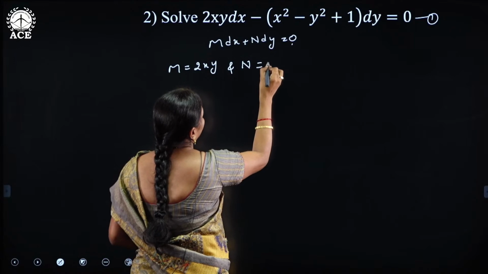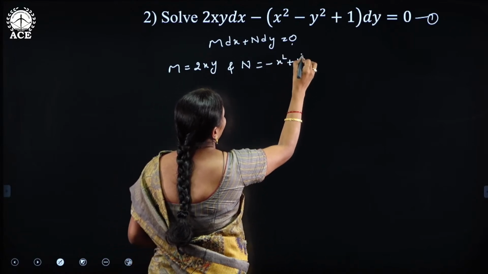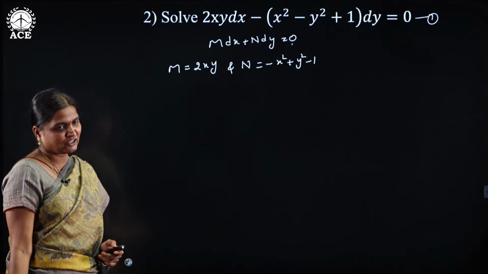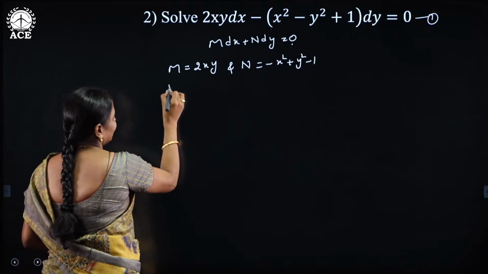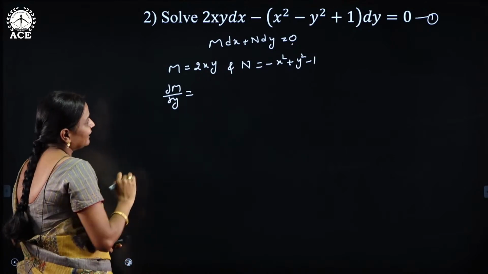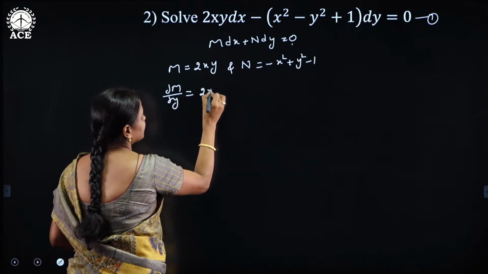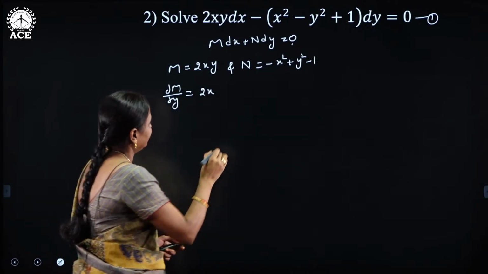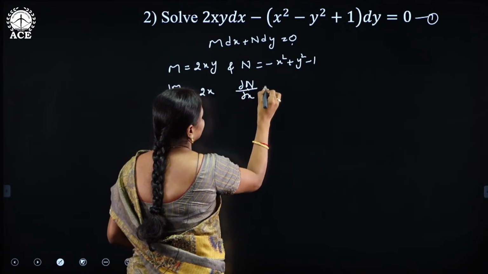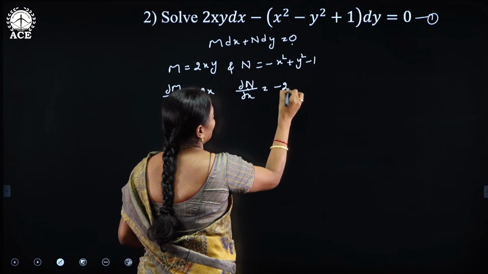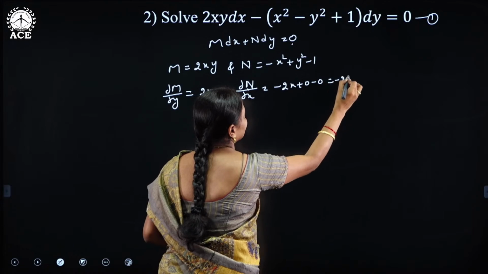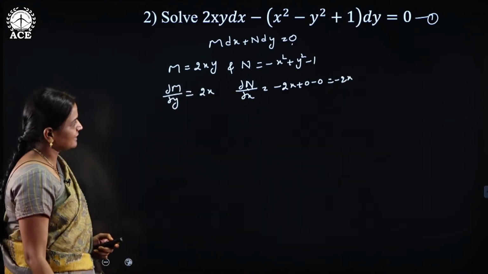N is equal to minus x square plus y square minus 1. So first, check whether it is an exact or non-exact differential equation. Partially differentiate M with respect to y, dou M by dou y: differentiation of y is 1, its coefficient is 2x. And partially differentiate N with respect to x: differentiation of minus x square is minus 2x, differentiation of y square is 0, differentiation of 1 is 0, totally we get minus 2x.